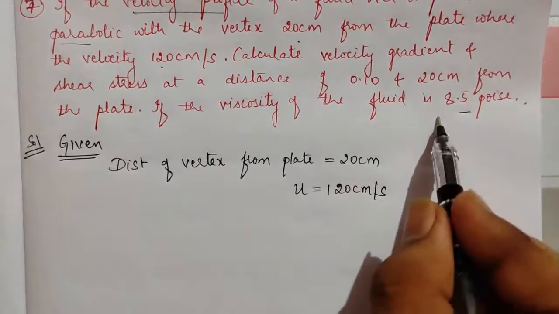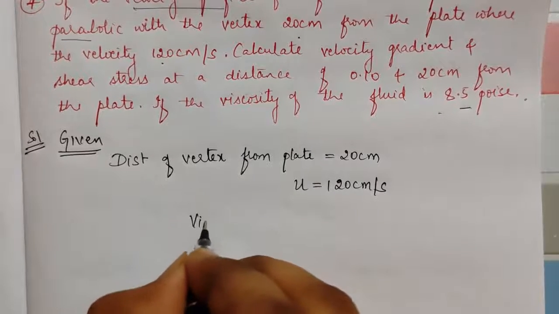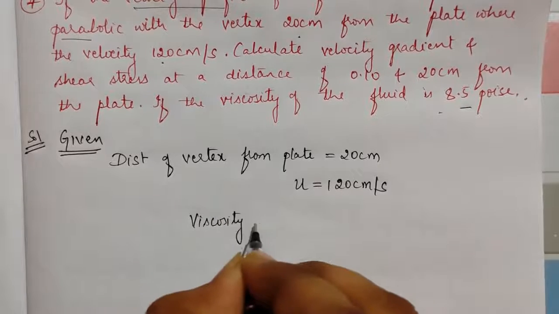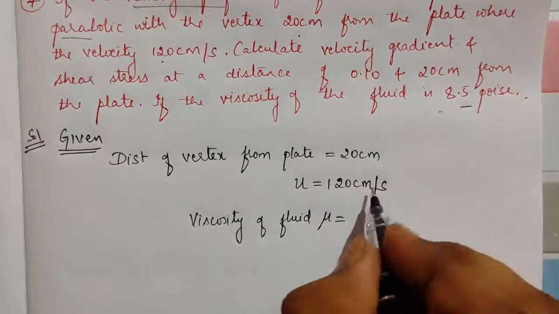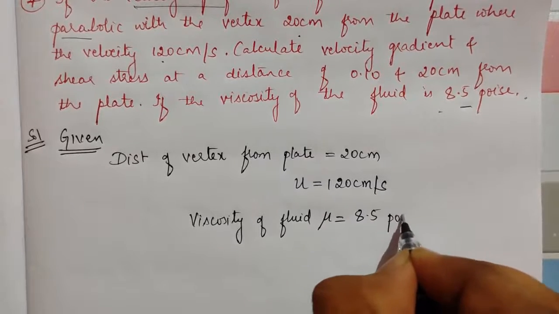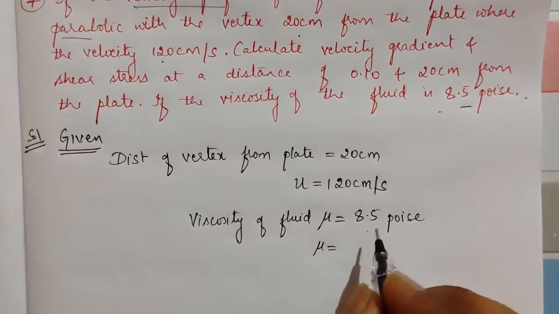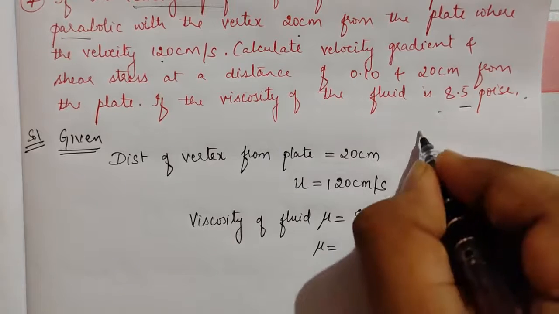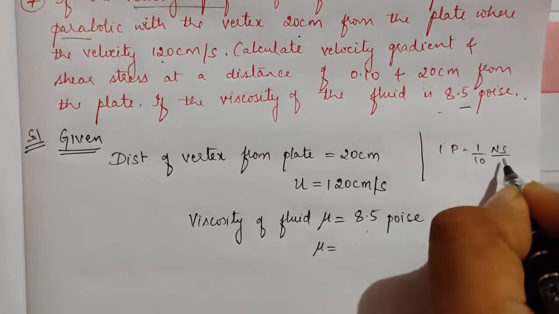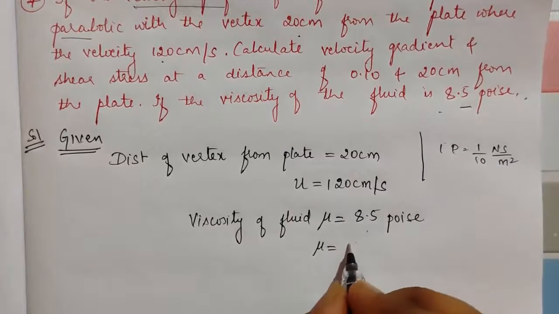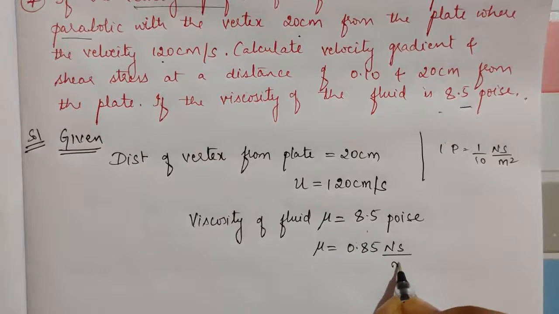Then they have also given the viscosity of the fluid. So the viscosity of the fluid is 8.5 poise. I'll convert it here itself into Newton second per meter square. So 1 poise is equal to 1 by 10 Newton second per meter square. So it will be 0.85 Newton second per meter square.